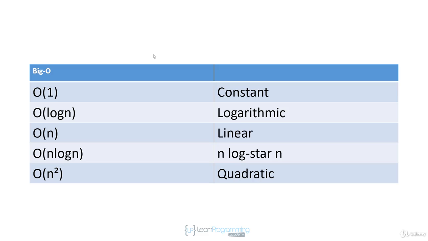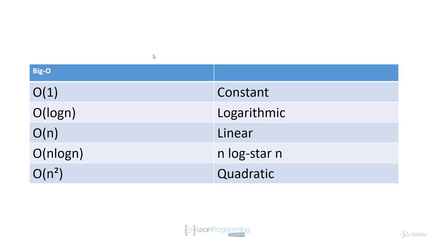So these are the big O values we're going to mainly see in this course. We have O of 1, which is constant time complexity, O of log n, which is logarithmic time complexity, and that's log to the base 2, not log to the base 10. O of n, which is linear time complexity. And then we have O of n log n, which is n times log to the base 2 of n.